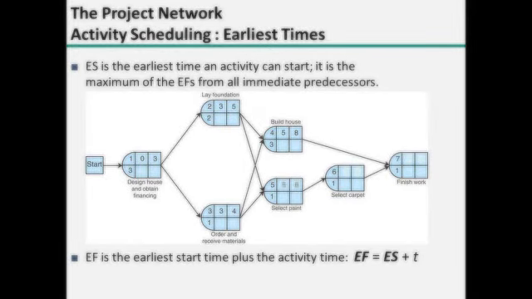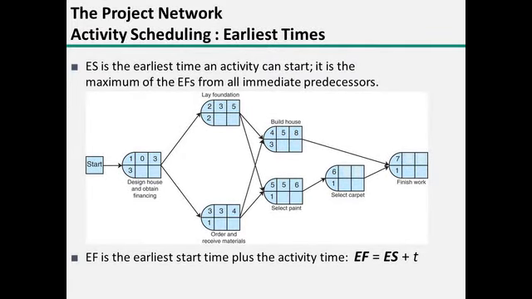For activity 5, again, it can't begin until month 5. It needs both 2 and 3 to be finished. So it starts at month 5 and it will end at month 6. That's the earliest finish time. And we keep going to get from 5 to 6. Activity 6 only depends on 5, so it can start in month 6. It takes 1 month, so it ends in month 7.